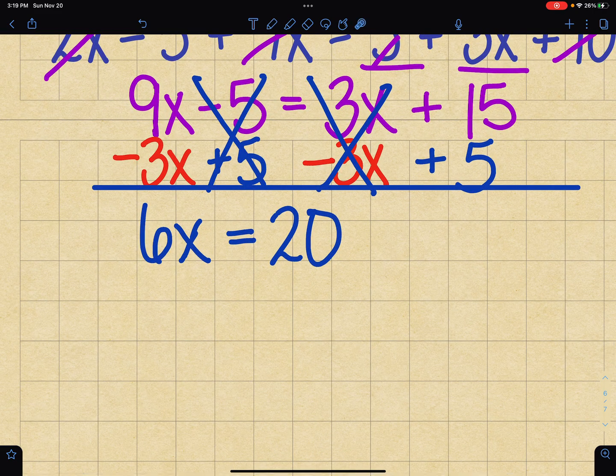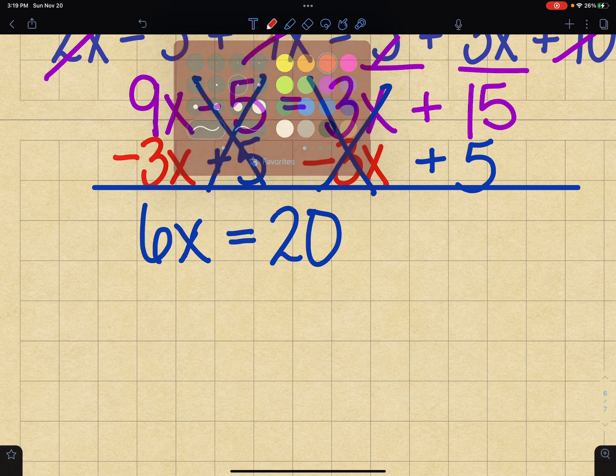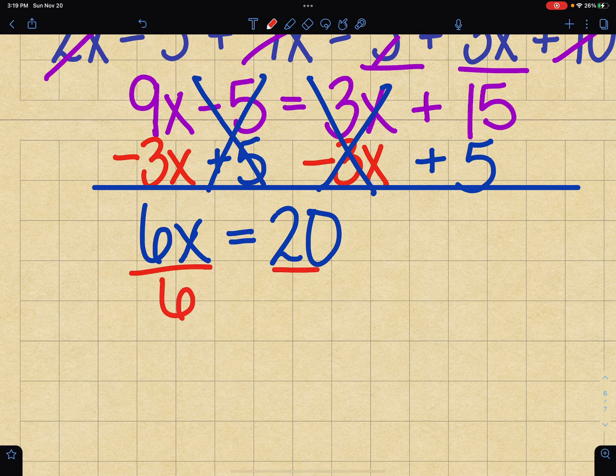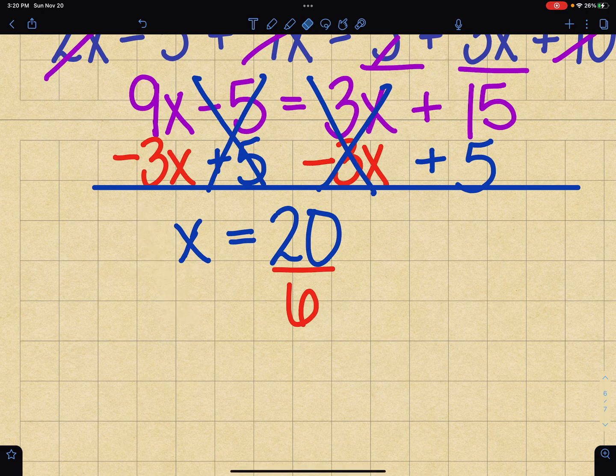Last step, I want to eliminate the constant that goes with the variable because I want to isolate the variable. So let's divide both sides by 6. Then these cancel out, and I'm left with x is equal to 20 over 6, but both of those are even numbers, so I know you can at least divide by 2. So I'm going to make that 10 over 3 and see if that can reduce further. I don't think it can. So the answer is x is equal to 10 over 3.